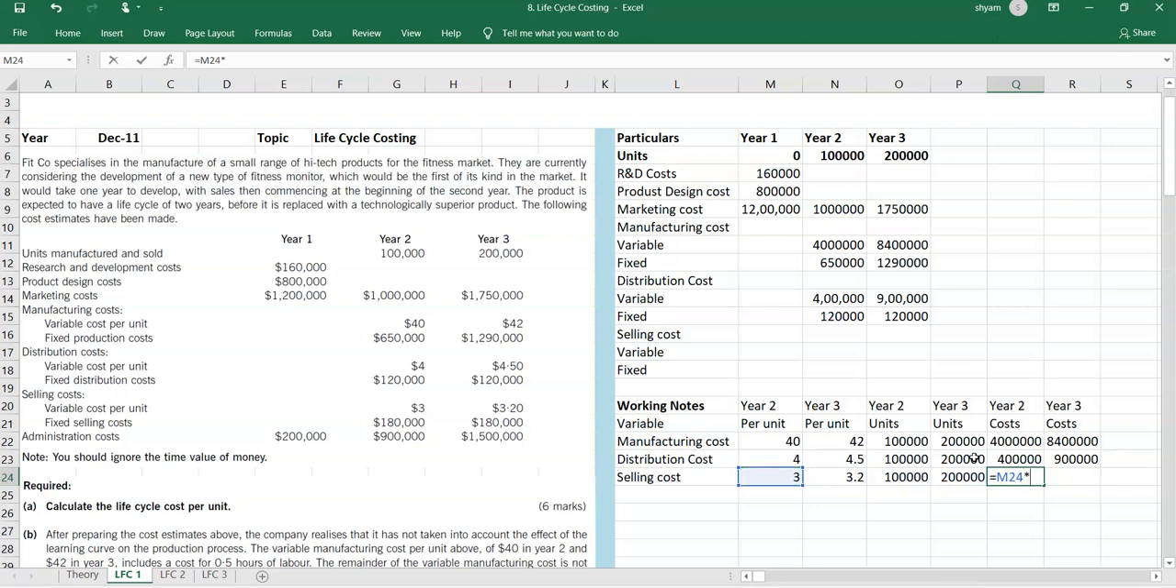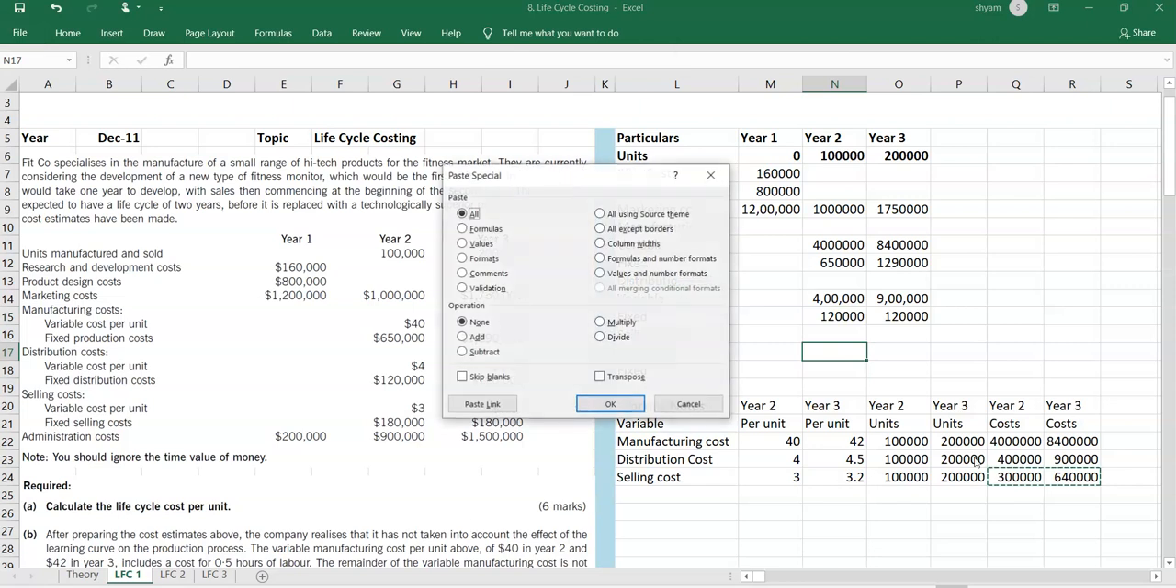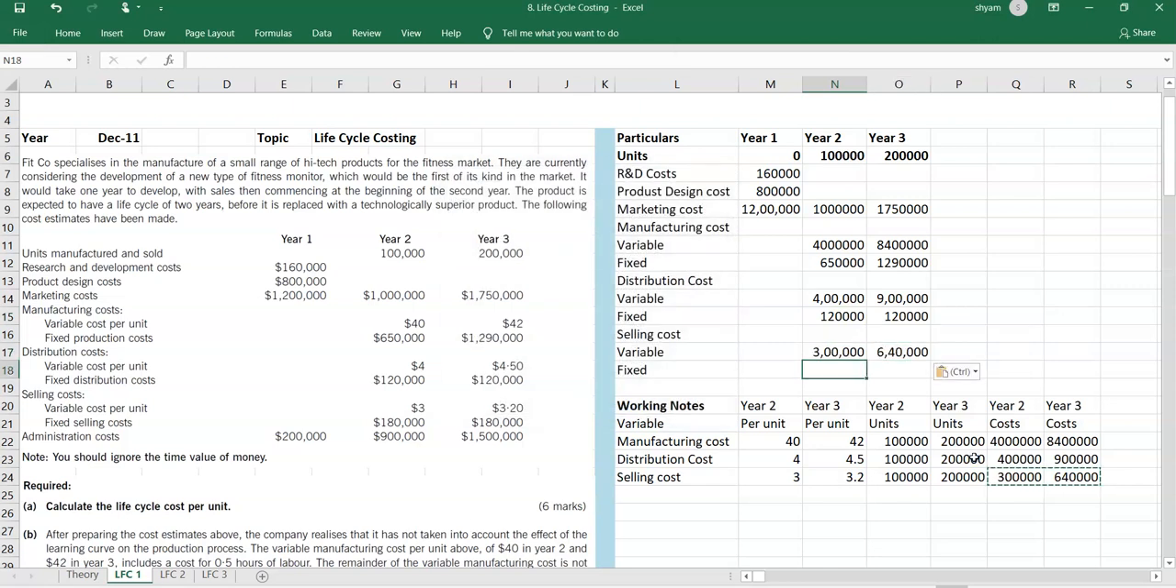3 into 1 lakh units and 3.2 into 2 lakh units. So we got both the amounts. Okay, so our variable is 3 lakh and 6 lakh 40,000. So let's get the fixed. Fixed is 1 lakh 80,000, and third year also it is the same.